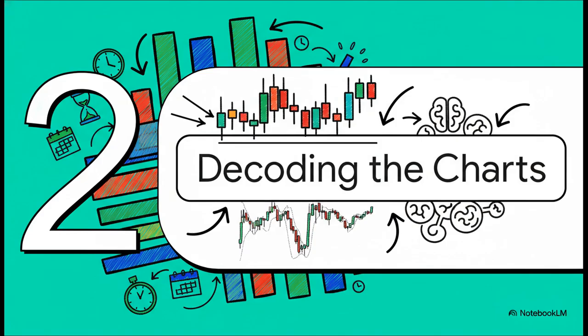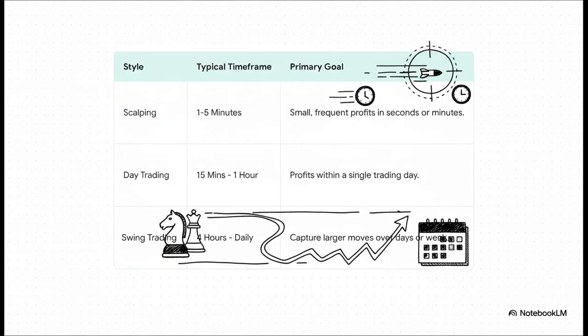Okay, so we get it. Perspective is everything. Now let's talk about choosing the right one for you. Because here's something a lot of people miss. Your time frame isn't just some technical setting on your chart. It's a direct reflection of your trading personality. Are you a patient planner, or do you need constant action? Let's find out. This table breaks it down perfectly.